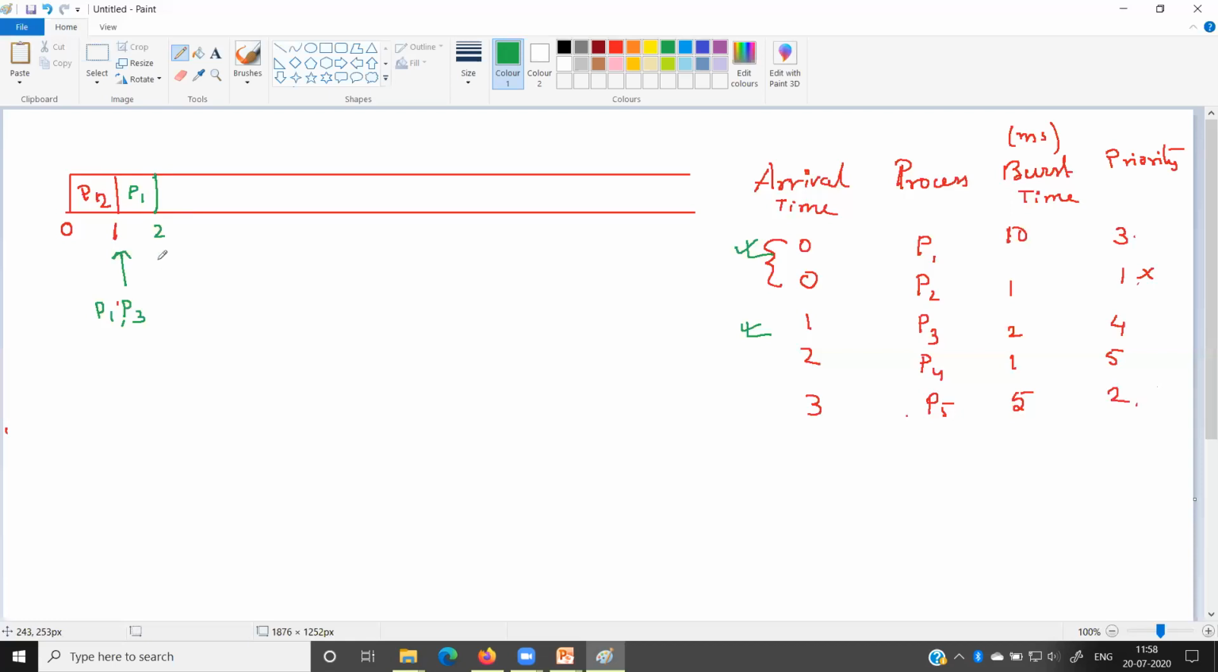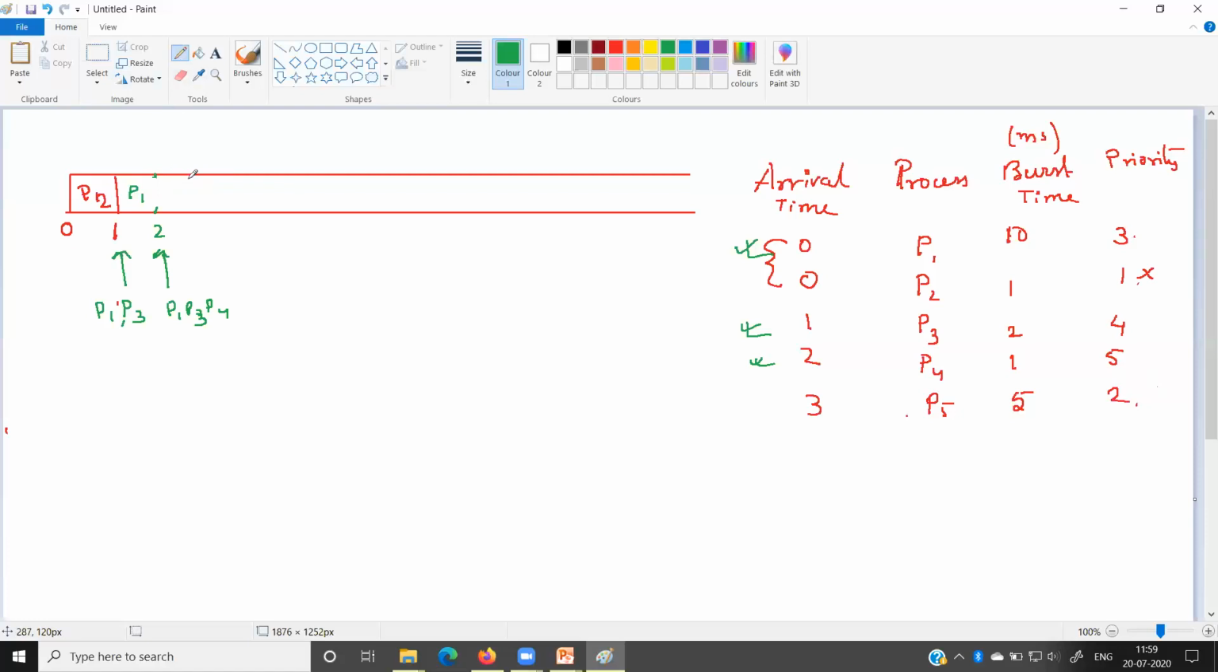At this time instant, what are the processes present in the system? P1, P3, and you can see at time 2 another process arrived, which is P4. Now observe the priority. The priority of P1 is 3, P3 is 4, and P4 is 5. Definitely P1 is smallest, so P1 will again continue. So you don't need to give this partition. P1 will continue for another unit of time.